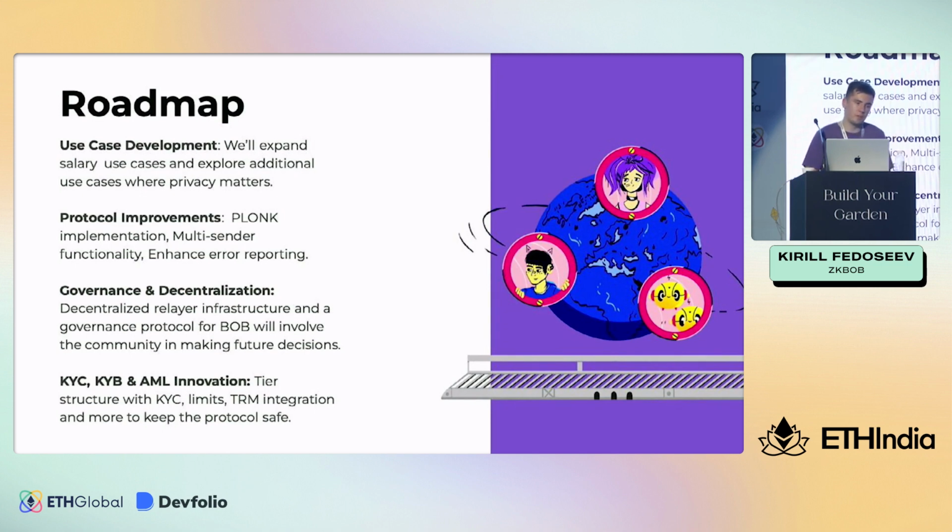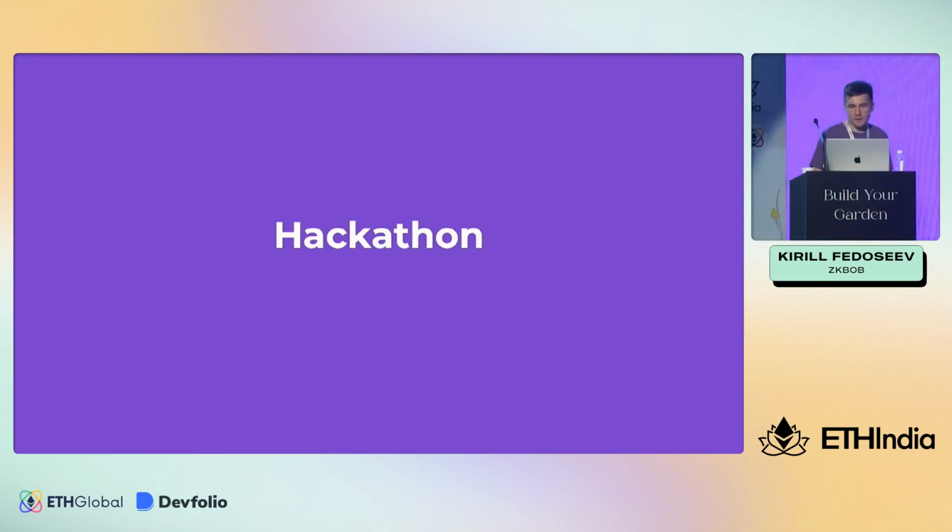We'll work hard on the different technical protocol improvements, like migration to new zk-SNARK technologies, adding some new business features to the protocol. We'll plan to work on the decentralization of the protocol and each and every part in that, and also work around some innovations in the field of anti-money laundering and KYC processes, and see how they can seamlessly integrate with our protocol. So now let's jump into the hackathon.